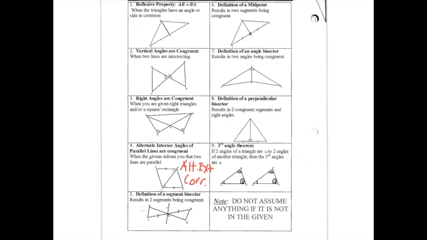Definition of a perpendicular bisector, we probably won't really use at all because it sort of combines two. It combines segment bisector and it combines that right angles are congruent. So pretty much I suggest using right angles are congruent and segment bisector instead of just saying perpendicular bisector. And finally, third angle theorem. If you know that two of the angles are congruent, then you know that the third angle is automatically congruent, and that's known as the third angle theorem.